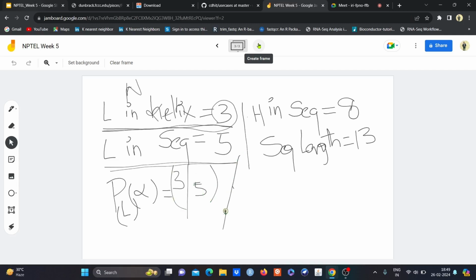Then the number of residues in sequences that have been predicted as helix. They are 8, and the total number of residues is 30. This gives you the propensity of leucine to be in alpha helix.